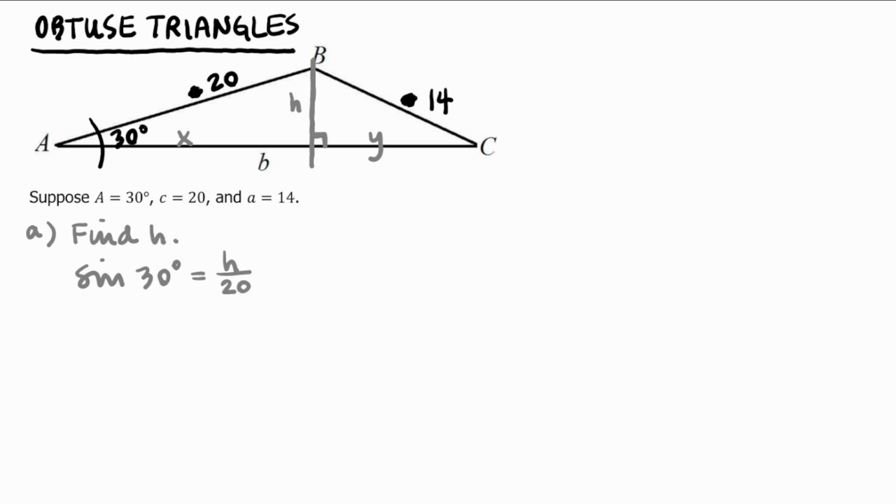And so I could solve for H by multiplying both sides by 20, so it'd be 20 sine of 30 degrees. I guess we could have also said this is going to be a 30, 60, 90 triangle, so H is going to be half the hypotenuse, which is going to be 10. But if you're not sure, you can run it through a calculator and see that 20 times the sine of 30 is going to be 10. Then I guess the next thing would be to find the measure of angle C.